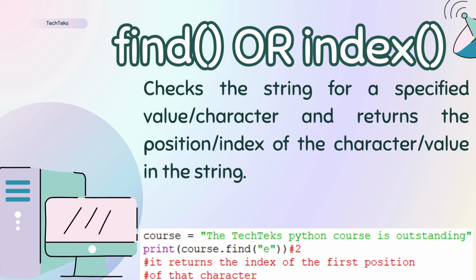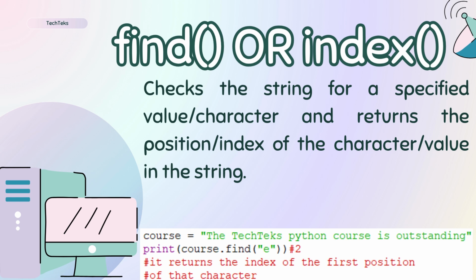The find or index method checks the string for a specified value or character and returns the position or the index of the character or the value in the string. So what it basically does is that you tell it what character in the string that you want the position of, and it tells you what position it's in. So for example, here, it tells you the first position. So that means that you can have multiple of that character, but it tells you the first position.